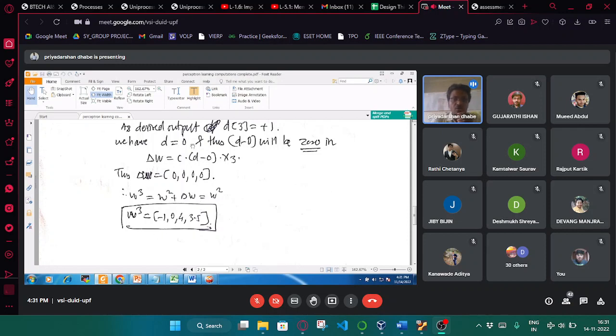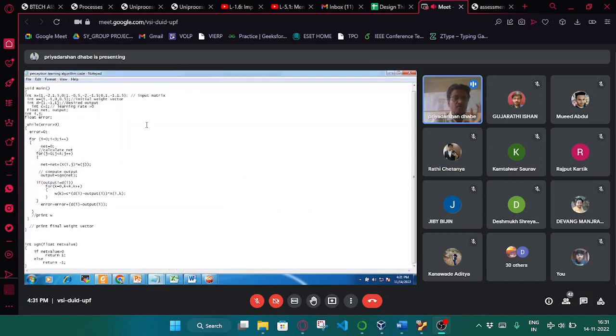So we need to write a code for the same problem. Now I am showing you the C code for the same problem, which I have written.